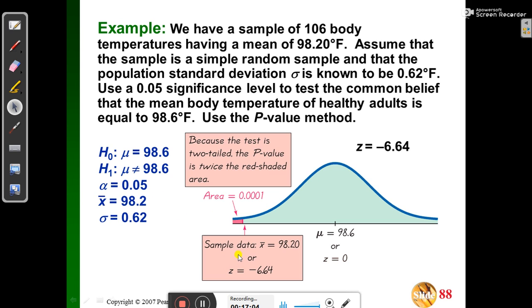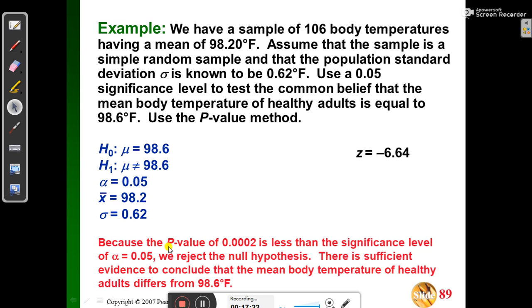Here, mu equals 98.6, that is z equals 0. Because this is a two-tail test, the p-value is twice the red shaded area. The area is 0.001. The sample data is x mean, that is 98.20, or z equals minus 6.64. Because the p-value 0.002 is less than the significance level alpha equals 0.05, we can reject the null hypothesis. There is sufficient evidence to conclude that the mean body temperature of healthy adults differs from 98.6.